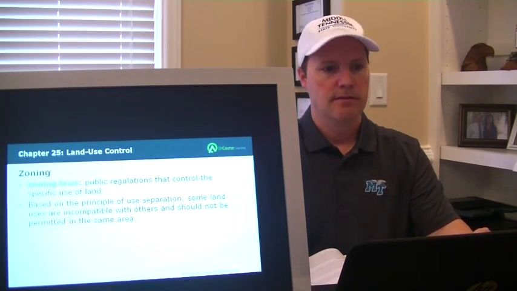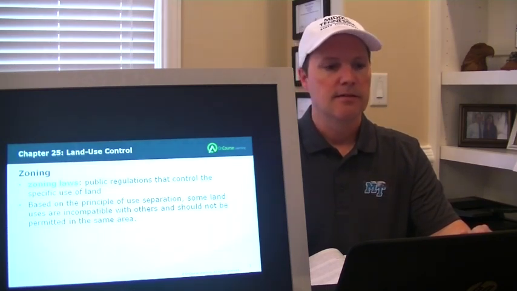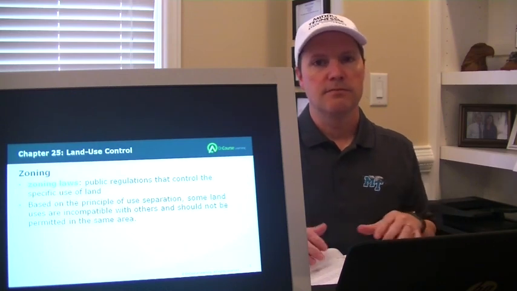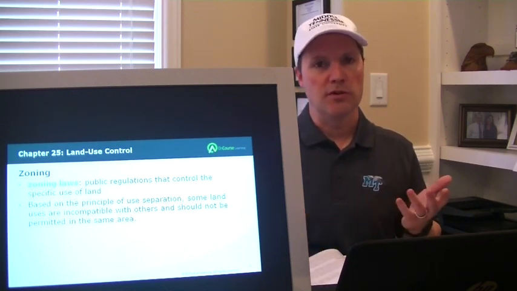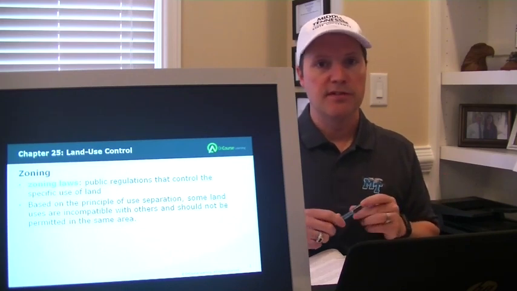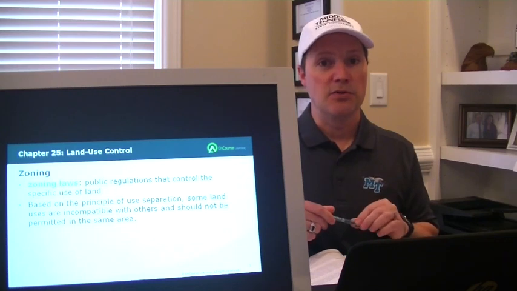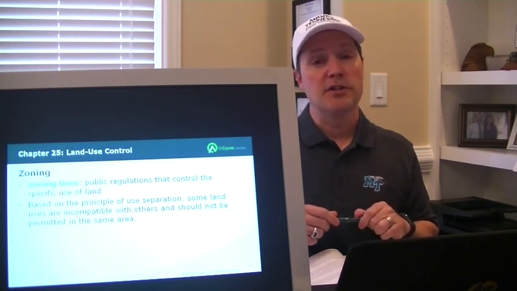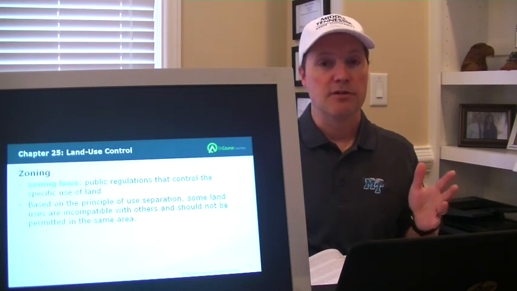Zoning laws, public regulations that control the specific use of land, okay? This is usually voted on by the area of the city that you're trying to do any kind of change to with the land. So it's got to go in front of the zoning board, and they'll review it. They'll actually get people from the area. They'll say, okay, we're going to have a zoning change. Do you want to show up for the meeting? And they'll actually have a meeting about changing a certain area.